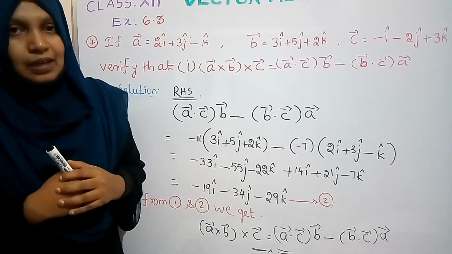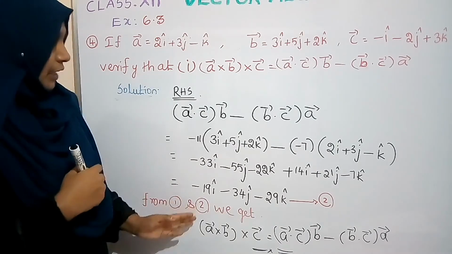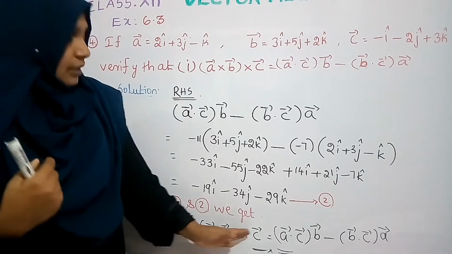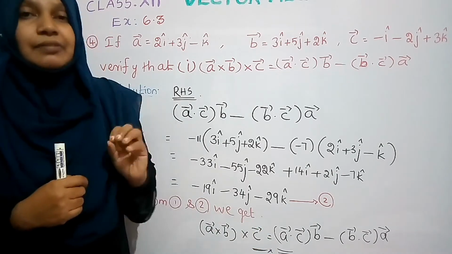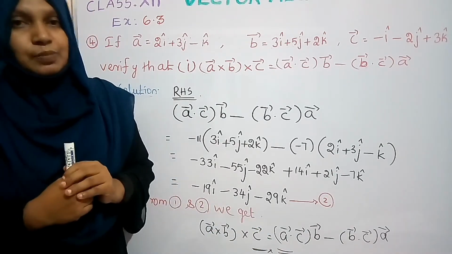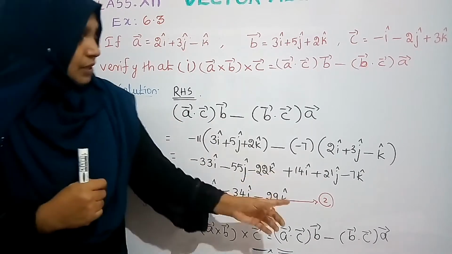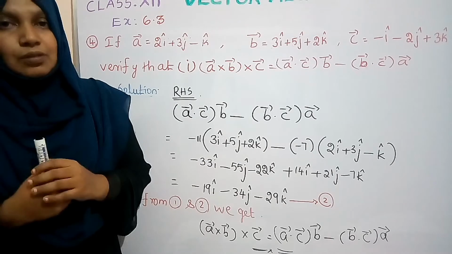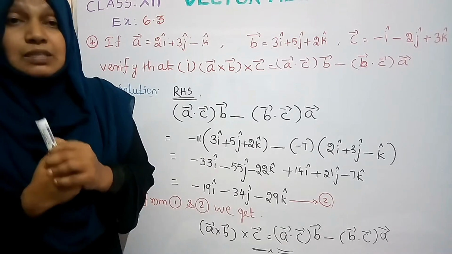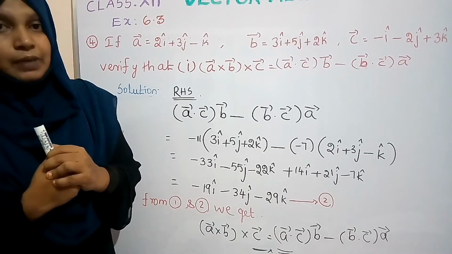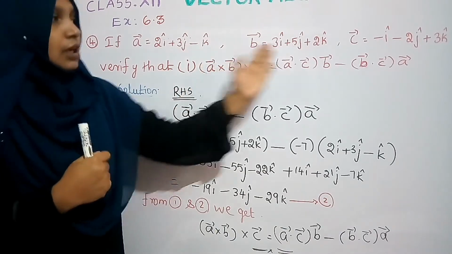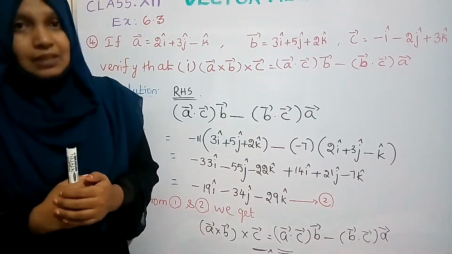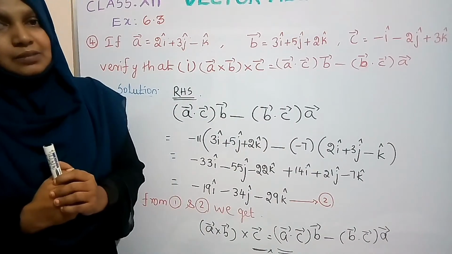Since they are equal, from 1 and 2 we get a vector cross b vector cross c vector, which is equal to a vector dot c vector into b vector minus b vector dot c vector into a vector. Okay, so the vector triple product can be found using the cross product and also the dot product by this formula. Okay, this is a very important question.